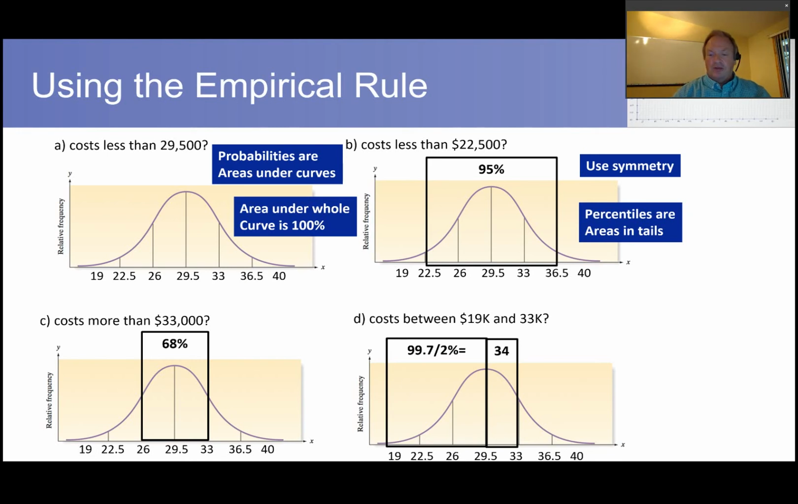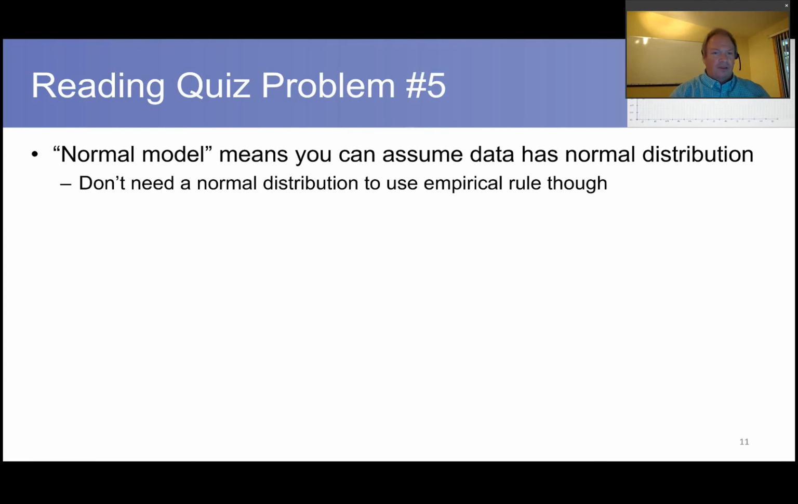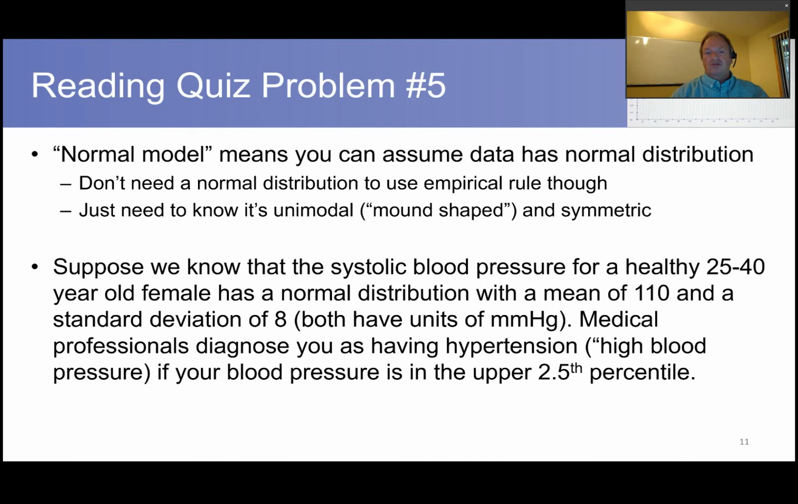And what I would like you to do is go ahead and try the problem on the reading quiz here. So we know that a normal distribution is what we sometimes say a normal model for the data. And we're going to use the empirical rule in this case, even though we're working with physiological data. All we need to know is that it's mound-shaped and symmetric. So suppose we know that systolic blood pressure has a normal distribution, and the mean's 110 and the standard deviation is 8. And medical professionals are going to diagnose you as having hypertension or high blood pressure if your blood pressure is in the upper 2.5th percentile.